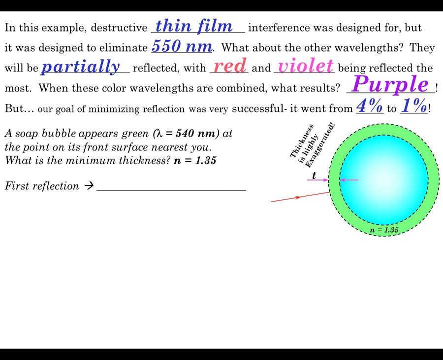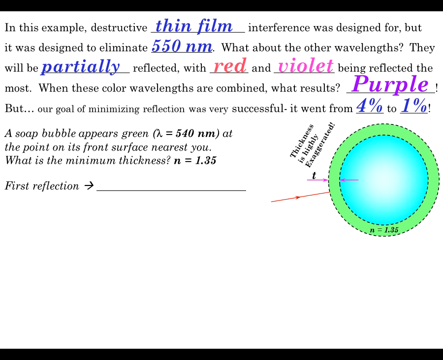So the bubble is floating around and we have air here. We have the soap itself, the film, with an index of refraction, say 1.35, based on the constituents of the soap. And then we have air again of 1. That's a different situation than we just had with the glass lens coating.